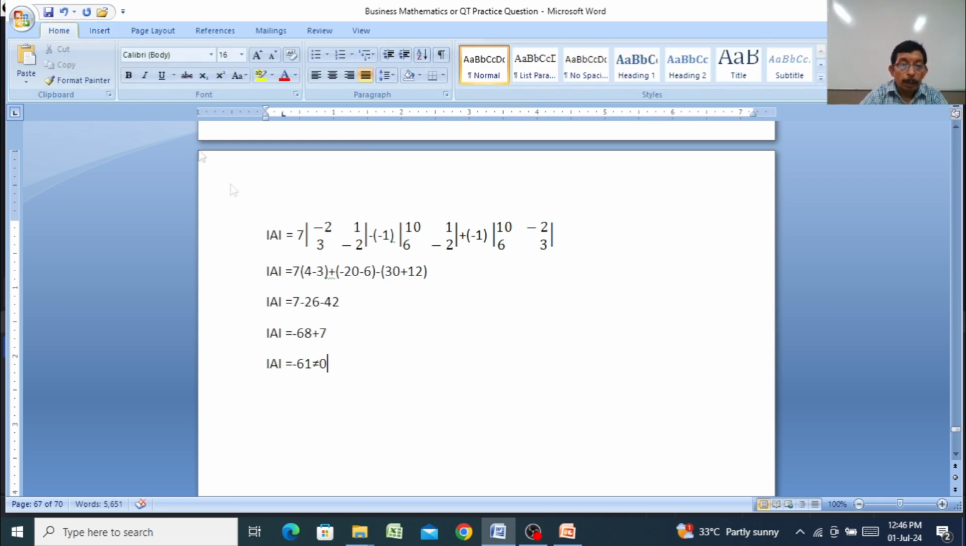Now we find the inverse of A. If the value of the determinant is non-zero, then we find the inverse of A. Now the second step to find the inverse: find the cofactor of each element. Find all cofactors of A.